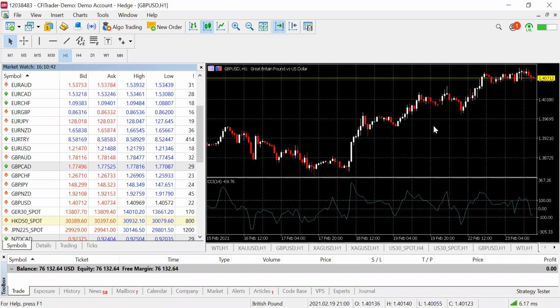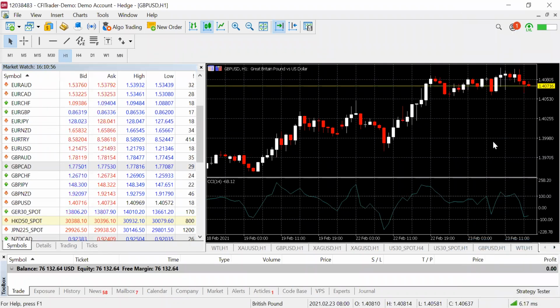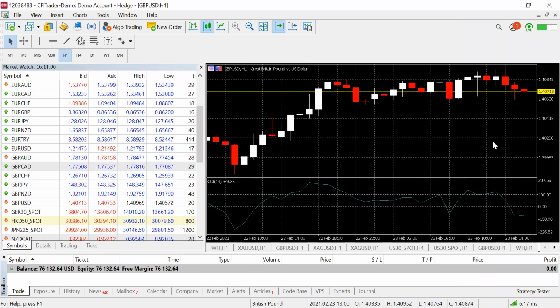Also, if you want to have a closer look at this chart, you can just go and zoom in. You have 2 options: you either right click again on the chart and click on zoom in, or you can also do it with Control+ on your keyboard, and this is how it looks.